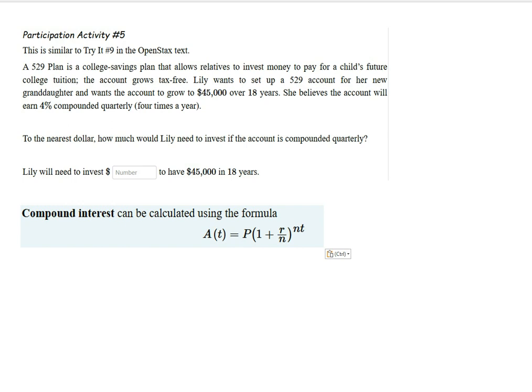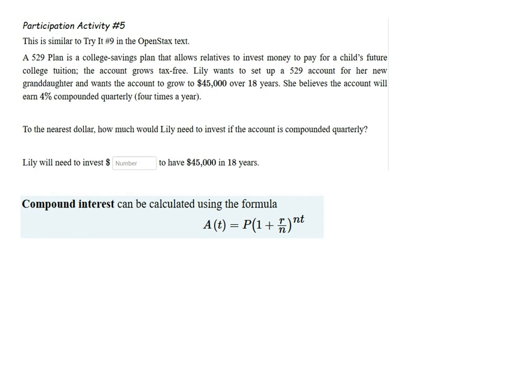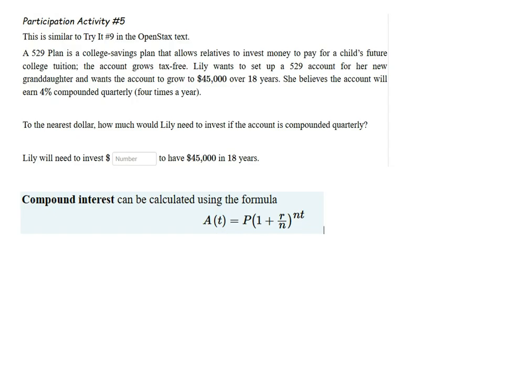All right, this part of the reading and participation activities involves calculating compound interest. Compound interest is when your money earns you interest, but then you earn interest on top of the interest you've already earned. It's when your interest makes you more money. Simple interest is when they calculate the interest one time and you just get one lump sum of interest.